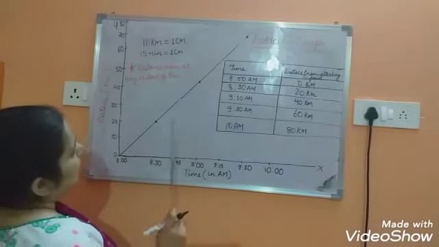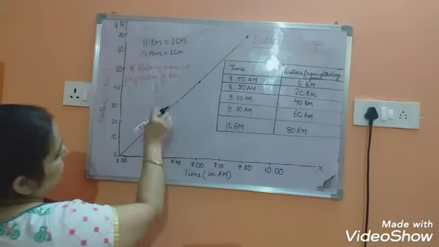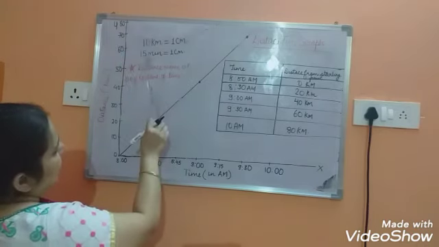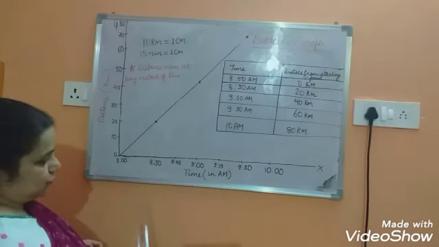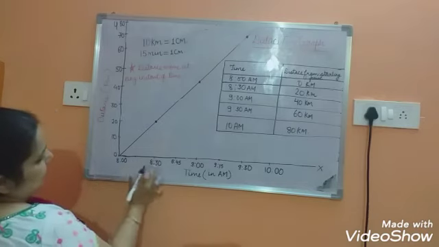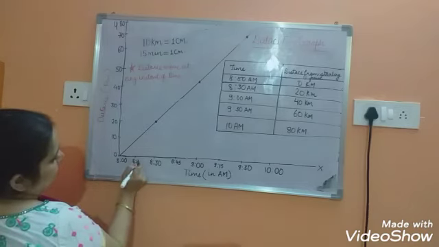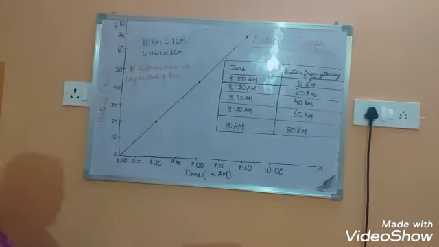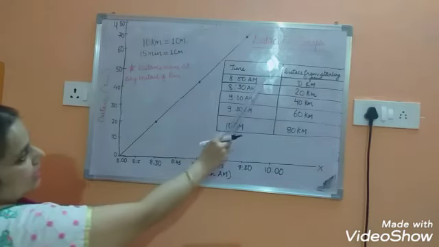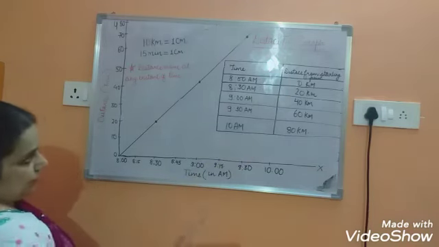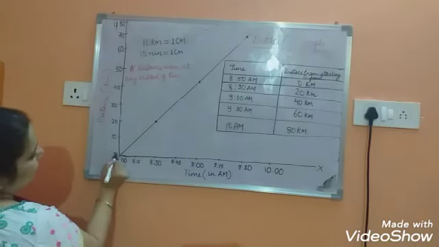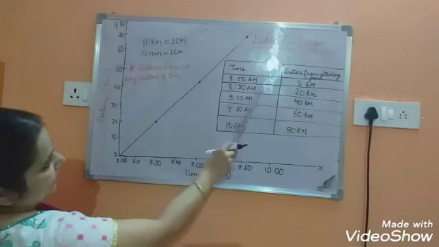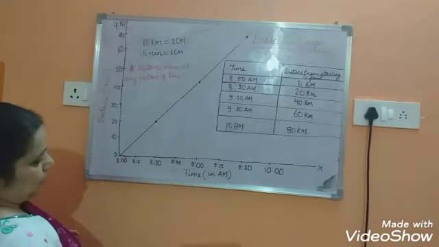Now we have taken 10 kilometers is equal to 1 centimeter, and 15 minutes is equal to 1 centimeter. So how we have taken, I have shown you. Between 8 and 8:30 there is 8:15. Now you can see first that at 8 am the distance is 0 kilometers. That means we are at the origin. Now at 8:30 am the distance is 20 kilometers.